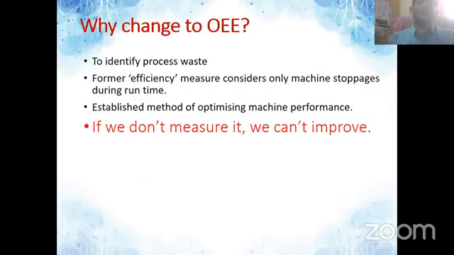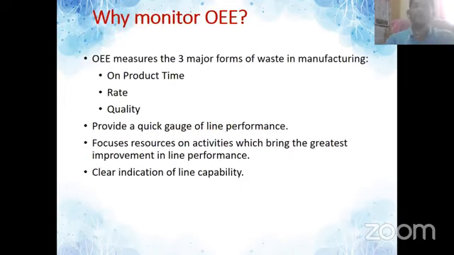So why change to OEE? To identify process waste and to establish a method of optimizing machine performance. In OEE, we have to measure, because if we don't measure, we can't improve. If we want to improve something, we have to measure it first, and after measuring, we come to know that something is wrong in our process. After that, we can improve things. So in OEE, we measure three things: on-product time, rate, and quality. It provides a quick gauge of line performance. It focuses on activities which bring the greatest improvement in line performance, and it gives a clear indication of the line capability: what we can do to increase the efficiency of a line.